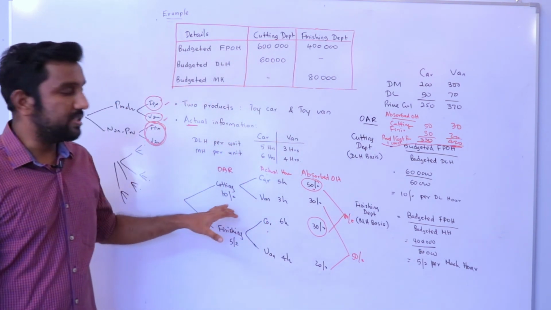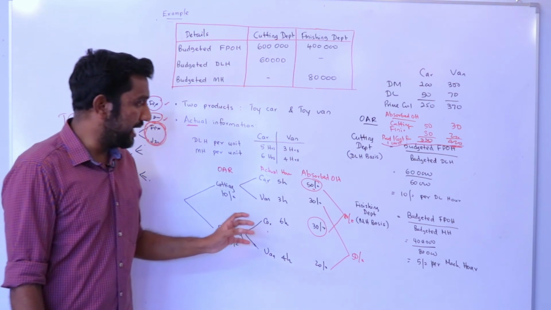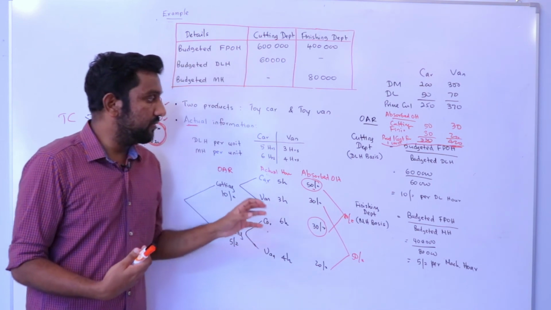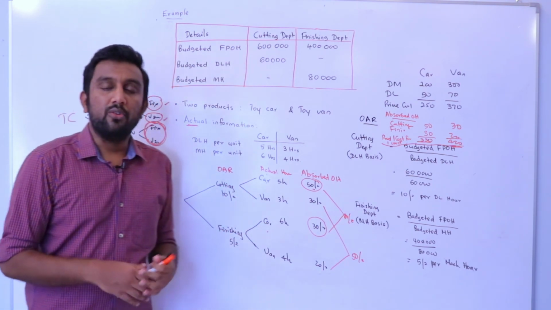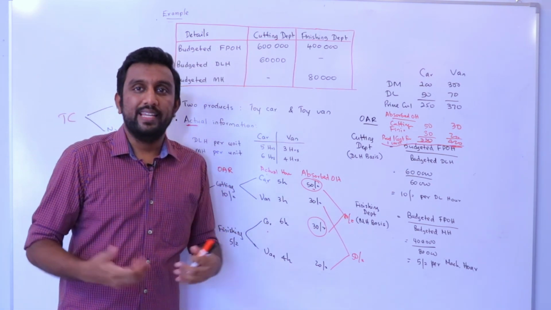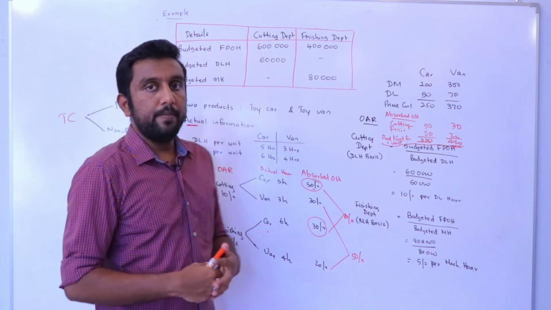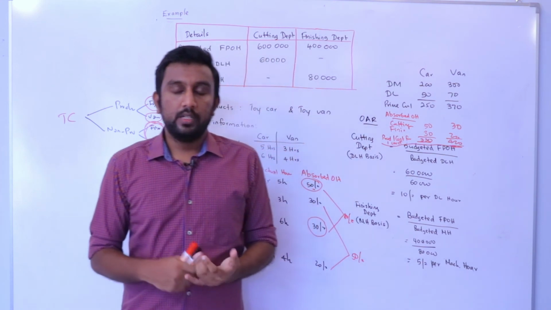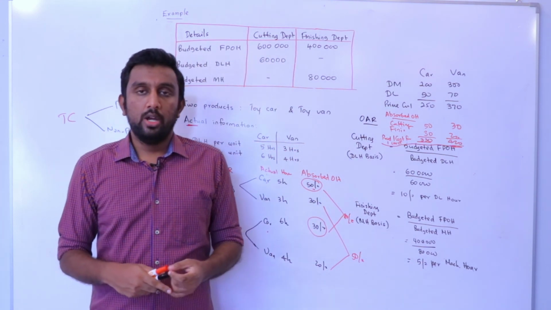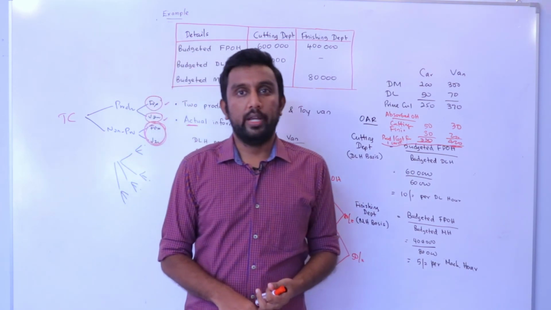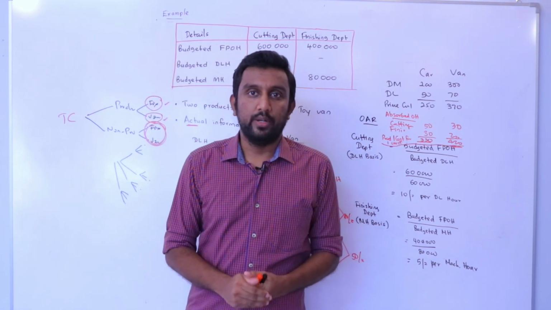Fine. So this is the working I follow to get the OAR and to find the absorbed overheads. I feel this working can be used for any kind of scenario they test. In the next video I'll cover different scenarios to find OAR and absorbed overheads, and I'll have the summary as well. Thank you guys.